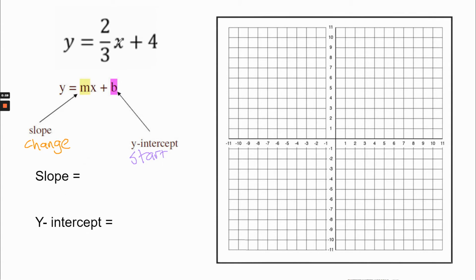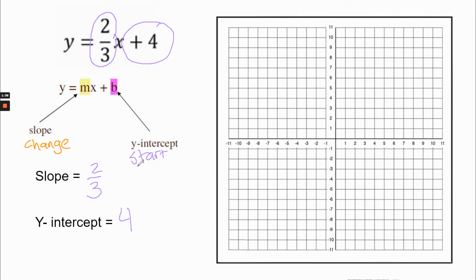So our slope is the number that's with x. In this case, we can see that there's a 2/3 with our x. So we're going to label the slope 2/3. You can see it also labeled here. We previously called that the change. The y-intercept, which we used to call the start, is labeled here, and we see that it is 4. We know it's positive 4 because there's a plus sign. And now we're going to talk about how to graph this equation.